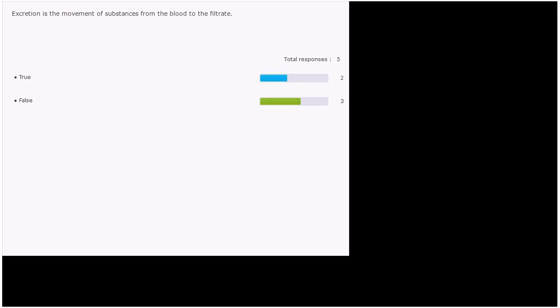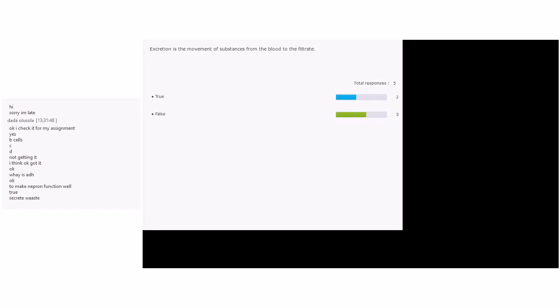So the answer here is very 50-50. More of you said false than true. Excretion is actually the fourth step in the nephron, so that is urine moving outside of the body. If a substance is moving from the blood to the filtrate, that's actually secretion, starting with an S. So the answer to this would actually be false. Excretion is the movement of urine out of the body.